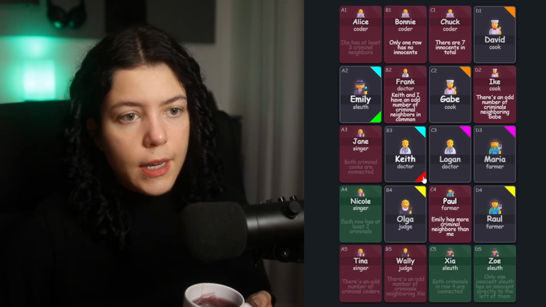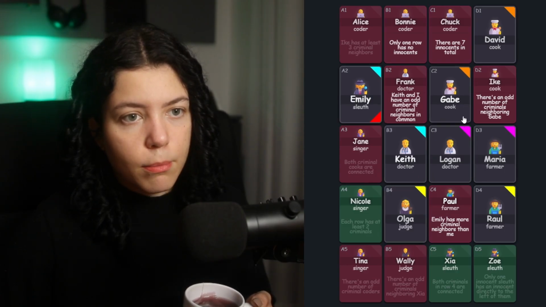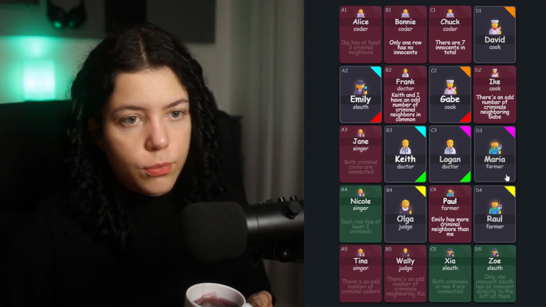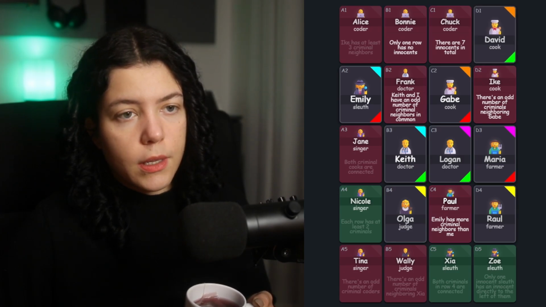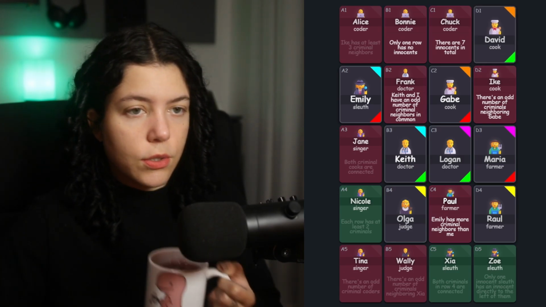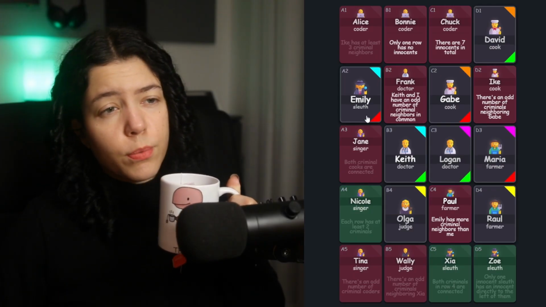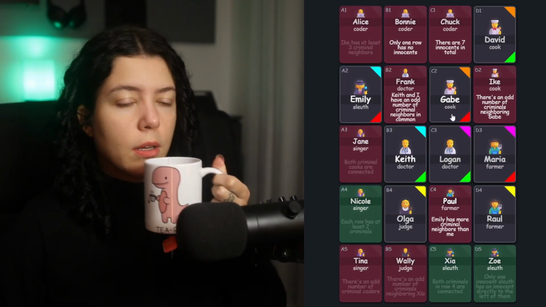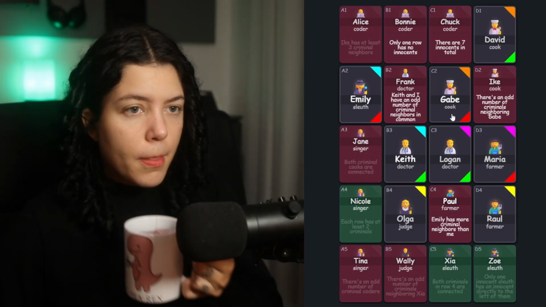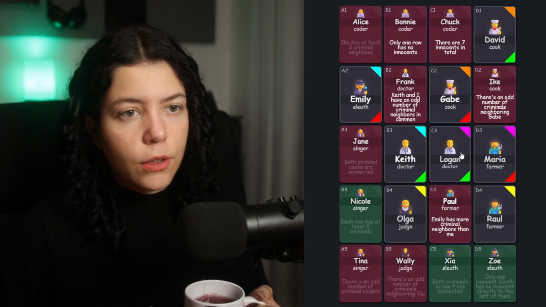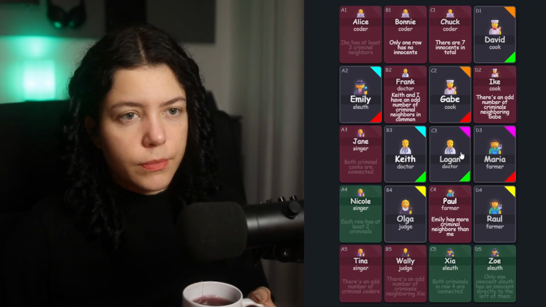Can they be both criminals? If they are, then Logan and Keith both have to be innocents, which makes Maria criminal. And that makes row 2 the one with no innocence. So that works as well. So what I have proved is that Emily and Gabe are same, and Logan is opposite. So Gabe and Logan are also opposite.